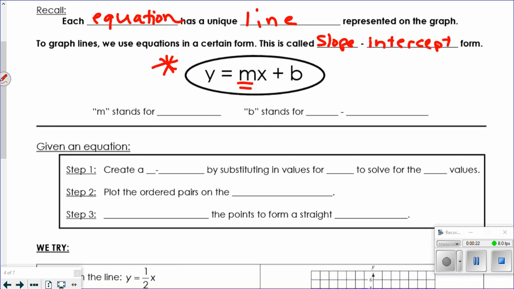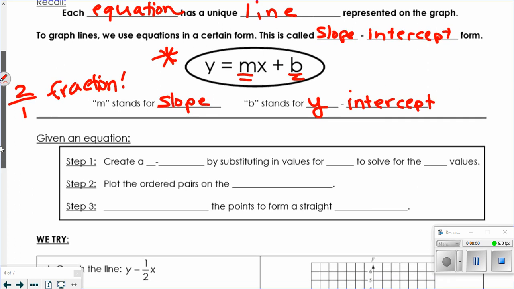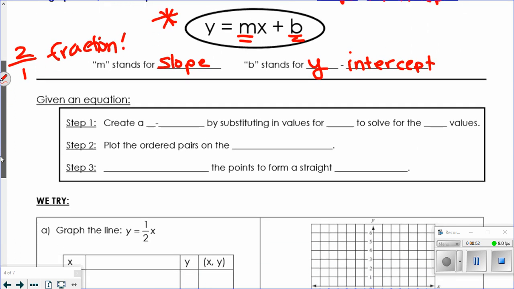The m, hopefully we know and remember, stands for slope, and that's always going to be a fraction. So even when your slope is like 2, we would say it's 2 over 1. Rise 2, run 1. And then the b is the y-intercept. So that's really where it's crossing the y-axis. Okay, so that vertical axis, where does it cross the y-axis?